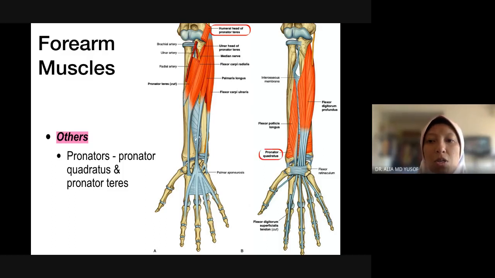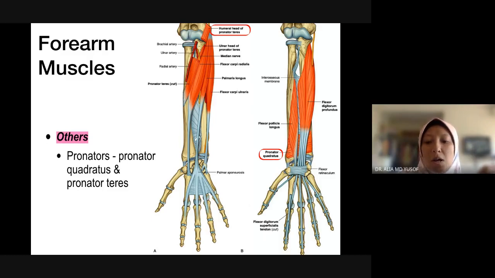Now another pronator is pronator quadratus. Look at the position of these two pronators. The pronator teres is located at the proximal part of radio-ulnar joint, while pronator quadratus is located at the distal part of radio-ulnar joint. So pronator teres causes pronation at the proximal radio-ulnar joint, while pronator quadratus helps in pronation at the distal radio-ulnar joint. Fungsi dia sama, to pronate, from supination to pronation.